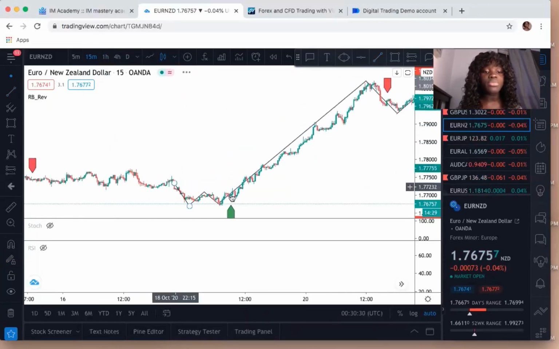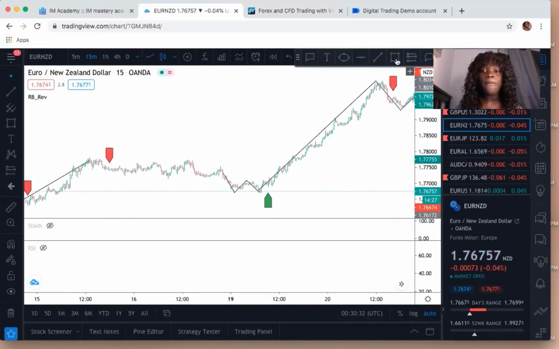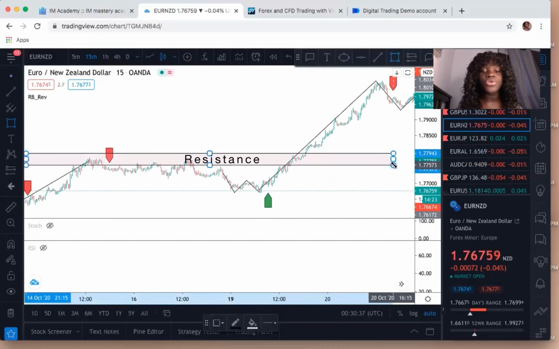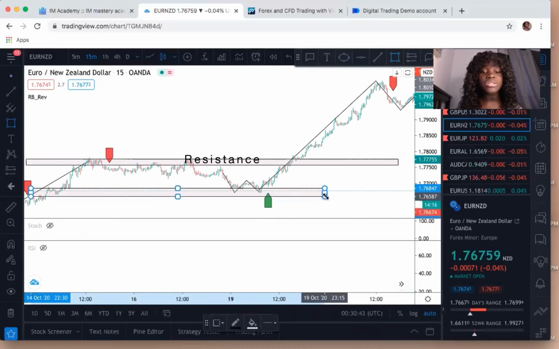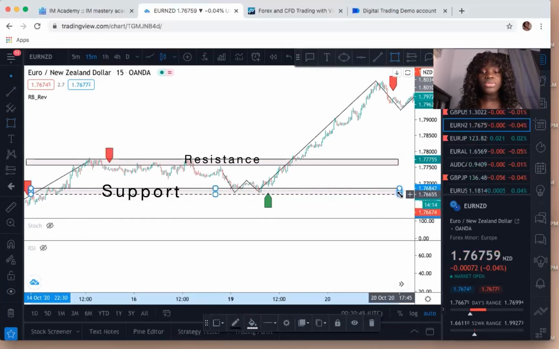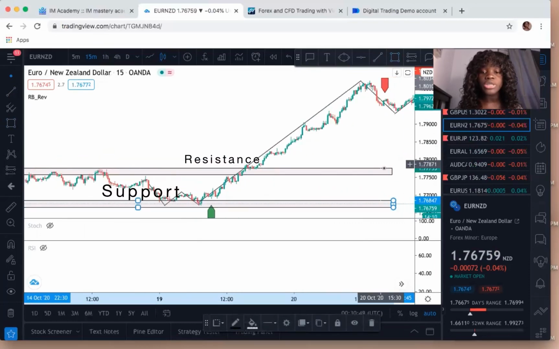So once you're able to zoom in, here is what you do. You will mark up your support and resistance for you to find your entry. You would mark up the top and then you would mark up the bottom, the highest and the lowest for the day, right? You see what I was able to do? And I'm going to zoom in a little bit so you can see much better.